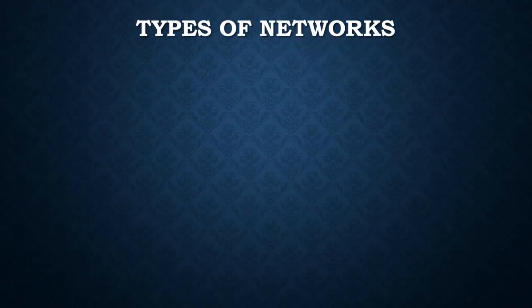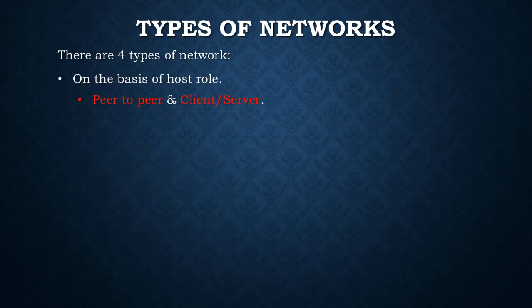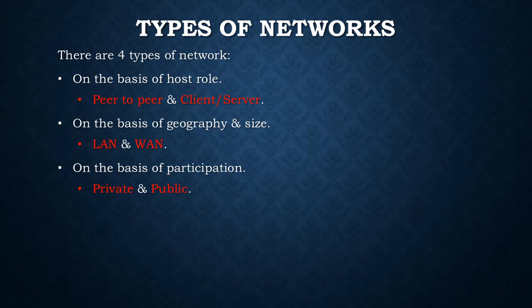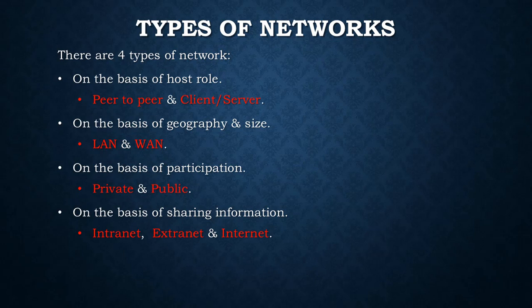And our next topic is types of network, right? So there are four types of network basically. First, on the basis of host role, which is peer-to-peer and client server. Second is on the basis of geography and size, that is LAN and WAN, local area network and wide area network. Third is on the basis of participation, that is private and public network. And last, on the basis of sharing information, that is intranet, extranet and internet.